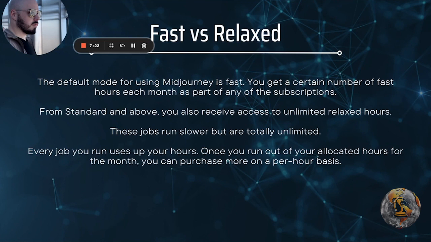So let's talk about fast versus relaxed. The default mode for using Midjourney is fast. You get a certain number of fast hours each month as part of any of the subscriptions. From standard and above, you also receive access to unlimited relaxed hours. These jobs run slower, but are totally unlimited.